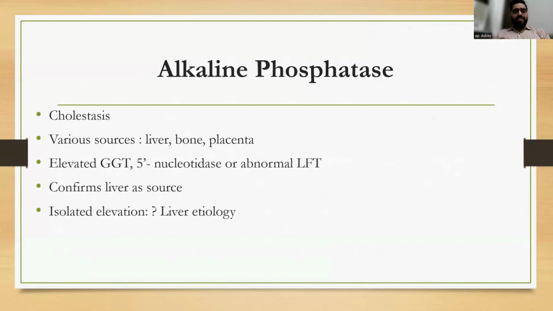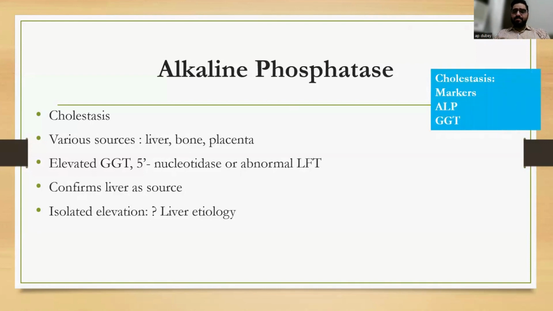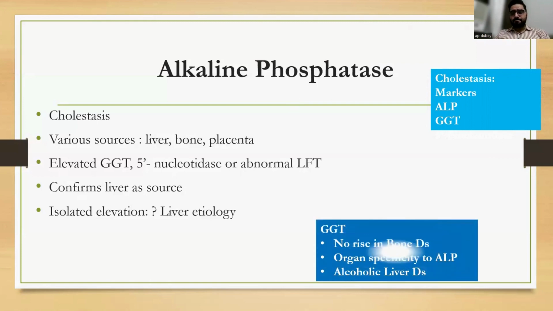This is very easy. Whenever other cholestatic markers are also raised in addition to alkaline phosphatase, like GGT or 5-nucleotidase, then it means this alkaline phosphatase is coming from liver. But whenever alkaline phosphatase is isolatedly raised, without raising GGT or 5-nucleotidase or without any abnormal liver function test, then the liver etiology is unlikely. We must also remember that apart from alkaline phosphatase, GGT and 5-nucleotidase are also cholestatic markers, which also rise along with alkaline phosphatase in case of any cholestatic or obstructive injury.